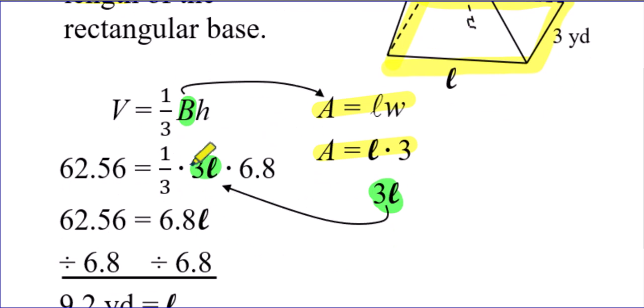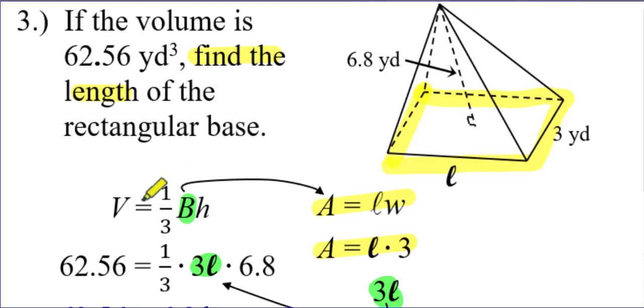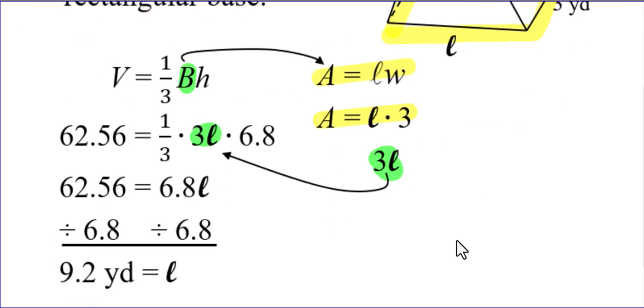And then do as much work as you can. 1/3 times 3 is 1. 1 times 6.8 is just 6.8. Inverse of multiplication is division. And I get the length. Oh, I forgot to say, the volume went in for V, as it did for numbers 1 and 2.